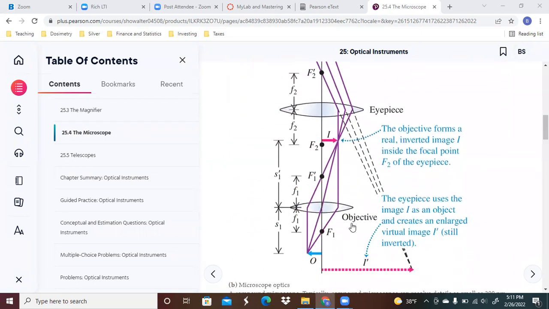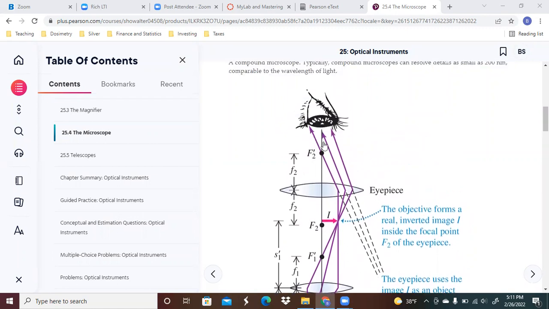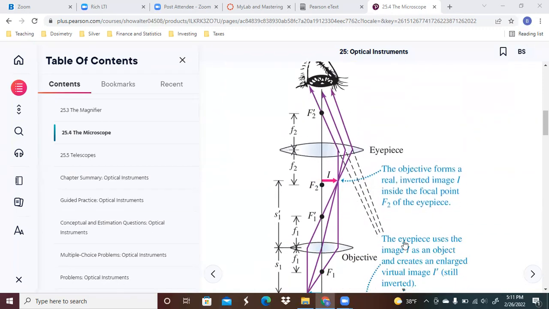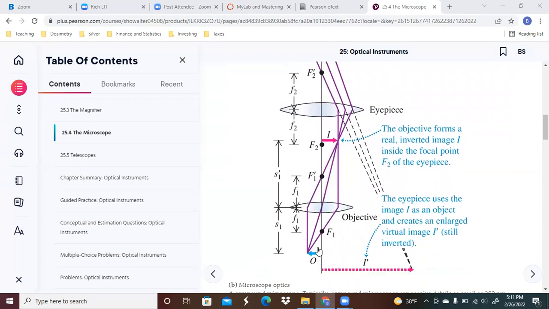So what's going on here? Well, we're looking through, and so we're seeing the rays that are coming here, but how are those coming about? So we've got our object, and we've got the eyepiece. Take a look here. The objective forms a real inverted image here inside the focal point, F2, of the eyepiece, which is right here. The eyepiece uses the image as an object and creates an enlarged virtual image.